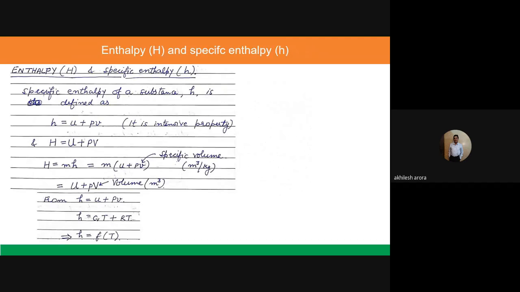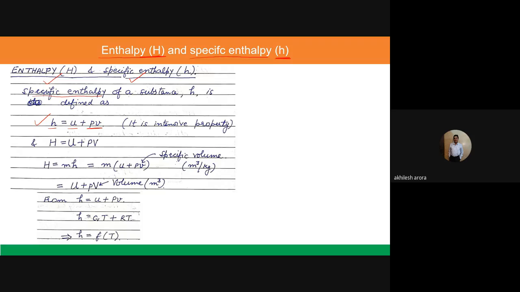Now let us talk about a property which is enthalpy. Enthalpy is given by capital H, and specific enthalpy is small h. So we are going to discuss enthalpy and specific enthalpy. Now, how do we define specific enthalpy? Normally, there is not any particular definition for enthalpy. We usually define it with the help of a formula, which is written here. H is equal to U plus PV.